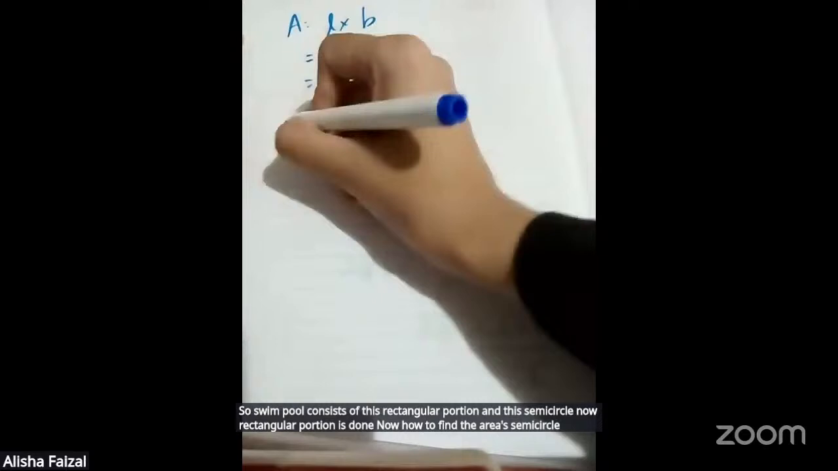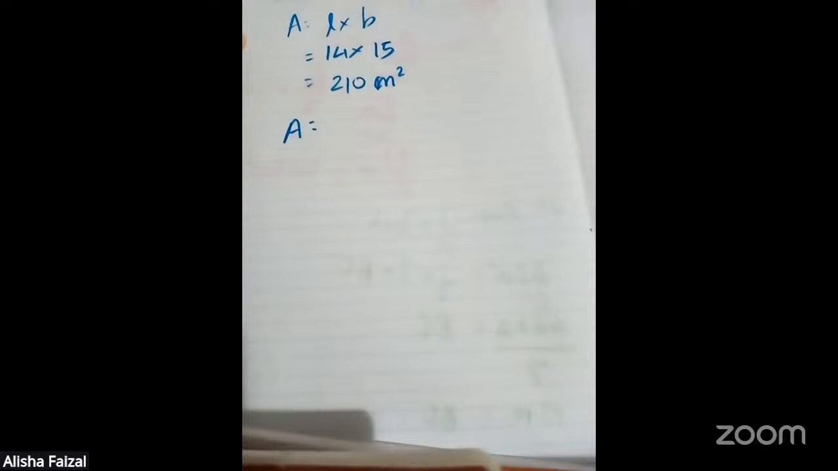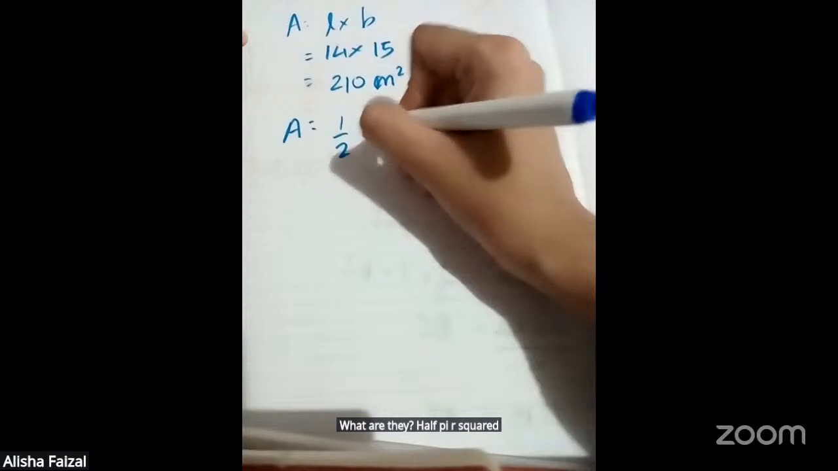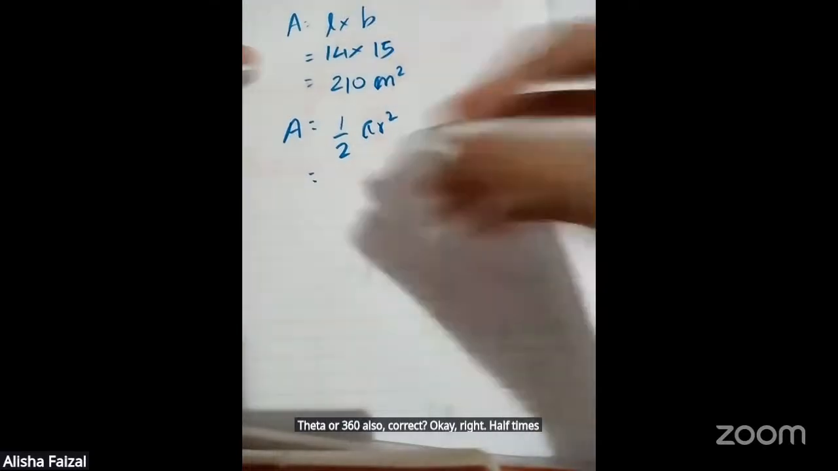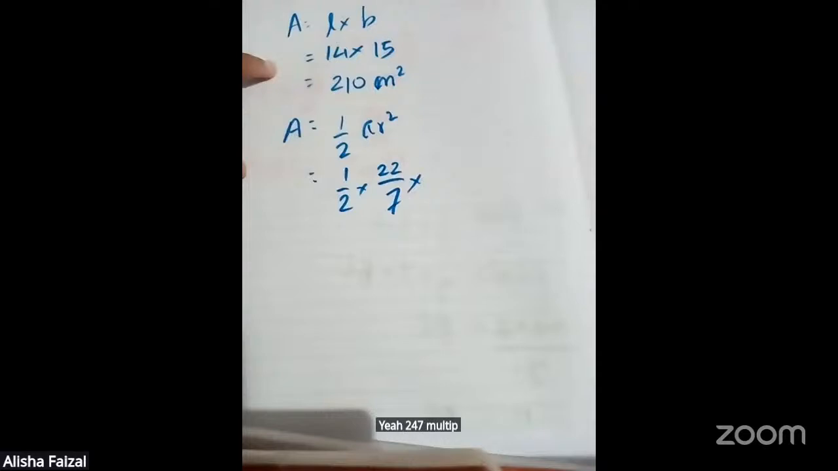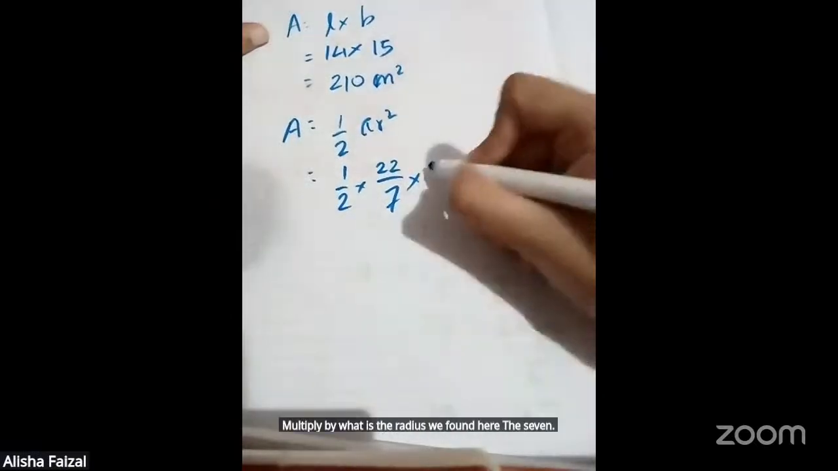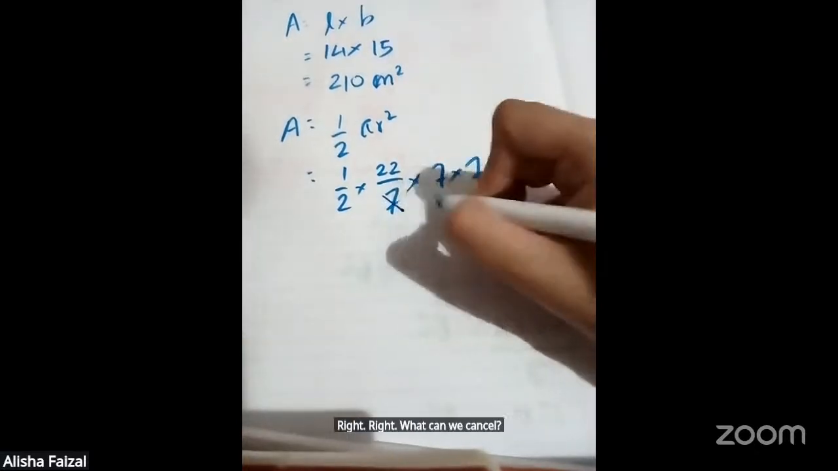What is the equation to find the area of a semicircle? You can unmute your mic and say how to find it. Half pi r squared. Also correct, theta over 360 is also correct. Okay, right. Half times what is pi? 22 over 7 multiplied by, what is the radius we found here? 7 into 7. Right. And what can we cancel? We can cancel this 7 and this 7.